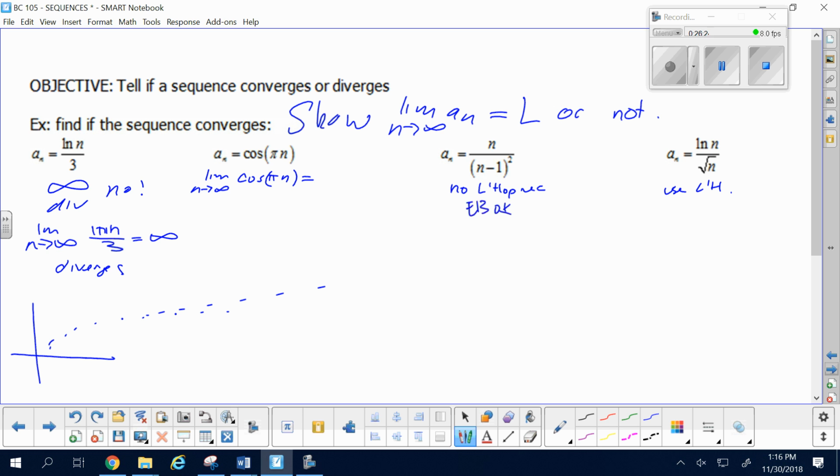What are the two reasons a limit doesn't exist in calculus? Oscillating, and left-hand, right-hand limits are not the same. So in this case, it does not exist because of oscillation. Because it fails to converge, it diverges.